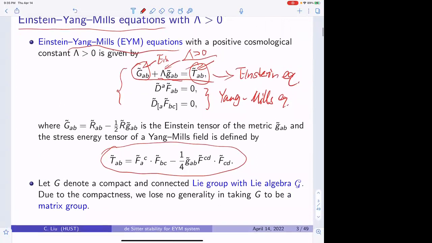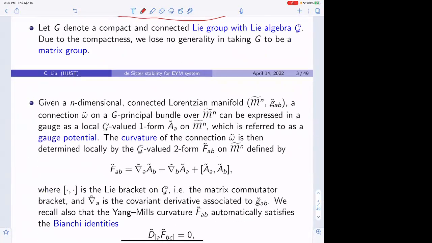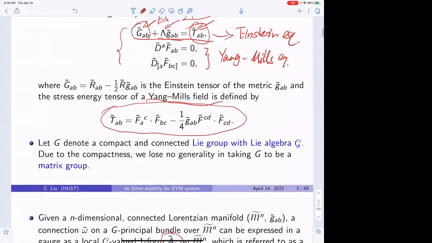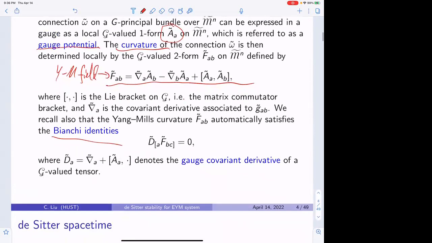I believe most of the audience is very familiar with the Yang-Mills field, much better than me, because I only learned this last year. The Yang-Mills field is described in the language of a fiber bundle. In Yang-Mills theory, we have a gauge potential, A tilde, and we also have the curvature, also known as the Yang-Mills field, which we denote by F AB. F AB is related to A by this formula, and they also satisfy the Bianchi identity, which is in fact the third Yang-Mills equation. So this is our setup.